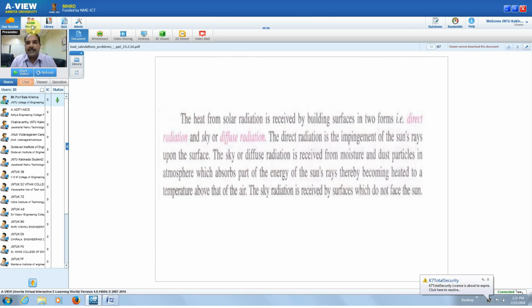The heat from solar radiation is received by the building surface in two forms, that is direct radiation and sky or diffuse radiation. The direct radiation is the impingement of the sun rays upon the surface. The sky or diffuse radiation is received from the moisture and dust particles in the atmosphere, which absorb part of the energy of the sun rays, thereby becoming heated to a temperature above the air. The sky radiation is received by surfaces which do not face the sun.